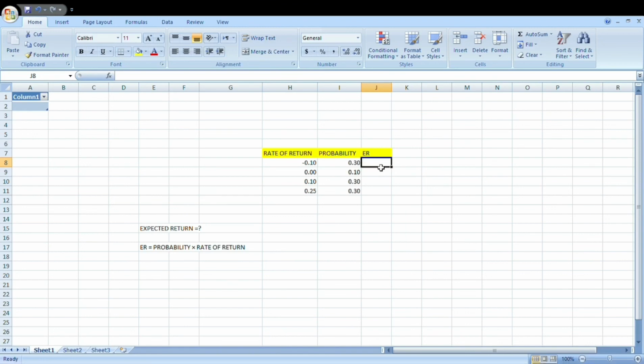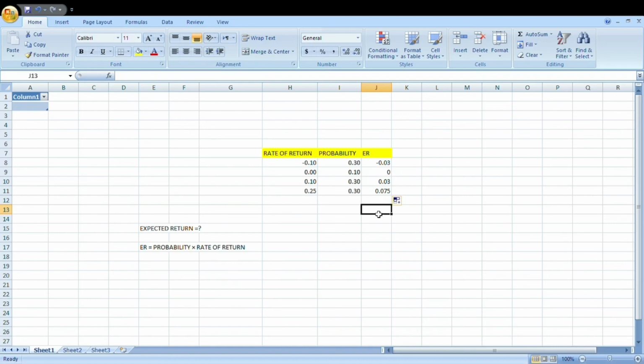So let's start. First of all, enter the equals sign, then select the rate of return value, multiply it by the probability, and press enter. As you've seen, we have got the first value of the expected rate of return, which is minus 0.03. Move the cursor down to get the remaining values, and you see we have all the remaining values, which are 0, 0.03 and 0.075.